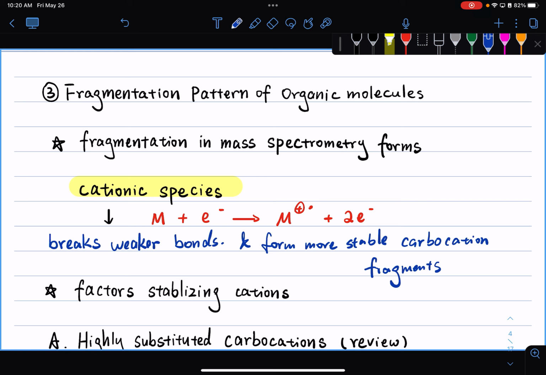So this is the fundamental baseline we're talking about. In mass spectrometry, the weaker your bond is, or the more stable the carbocation we're forming, the more likely that chemical bond breaking is going to take place. So that boils down to something we discussed before, the factors stabilizing carbocations.